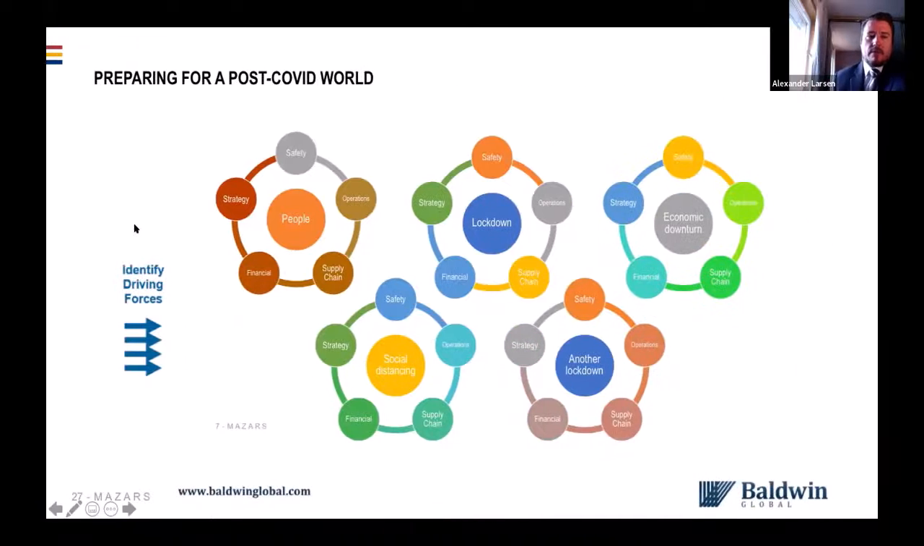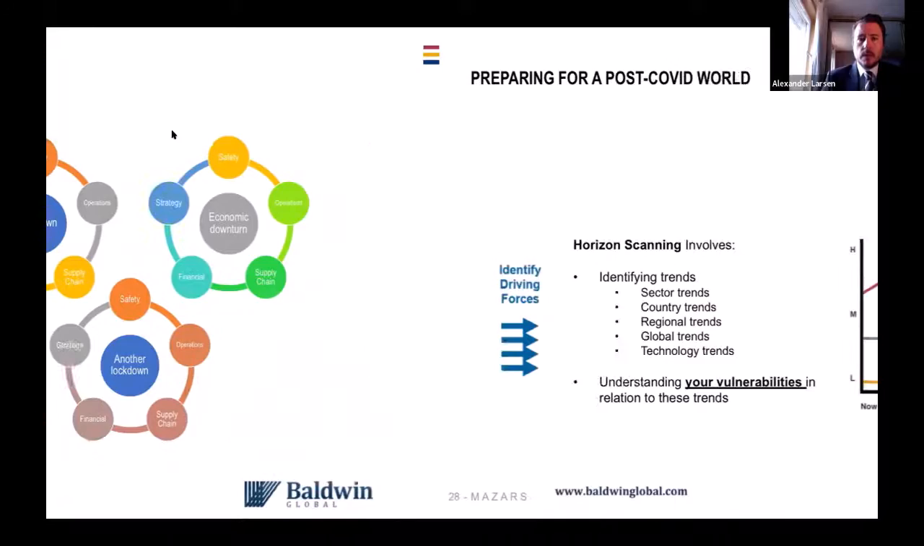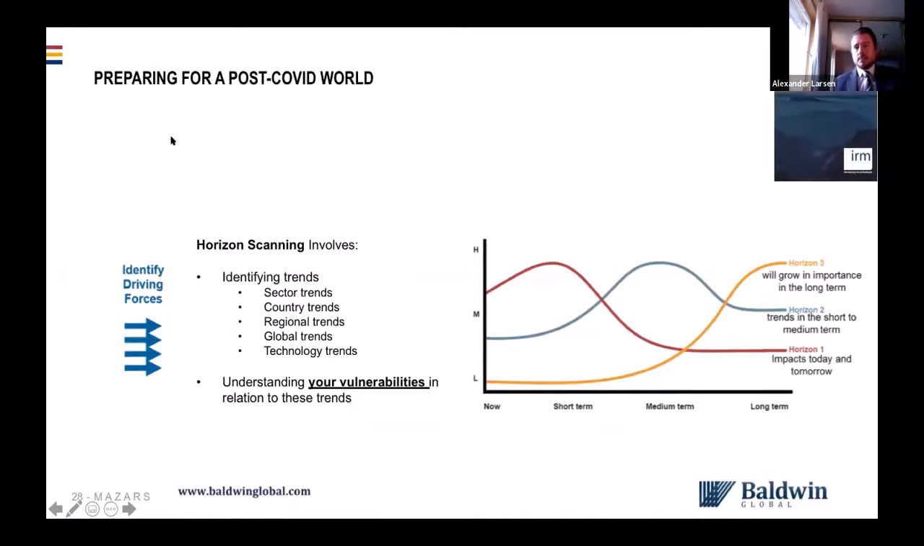So, identifying driving forces. Well, Hatem already highlighted a really nice model that Mazars used, the 5x5. This is a great starting point, but it is very focused on COVID-19, and we want to look a bit further on from COVID-19, not just COVID-19 specifically. So that's where horizon scanning comes in. Horizon scanning looks at identifying sector trends, country trends, regional trends, global trends, technology trends, anything that could potentially impact your business.